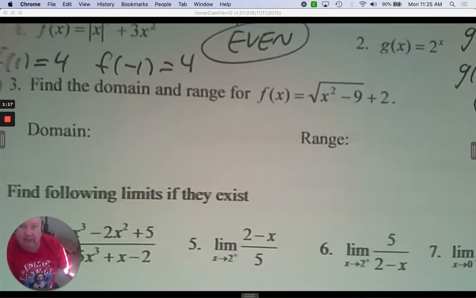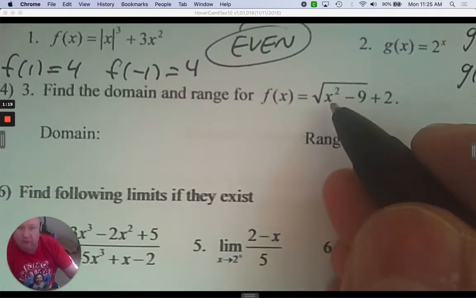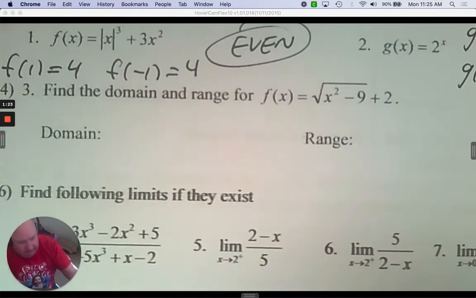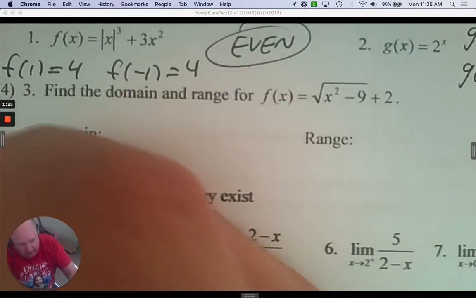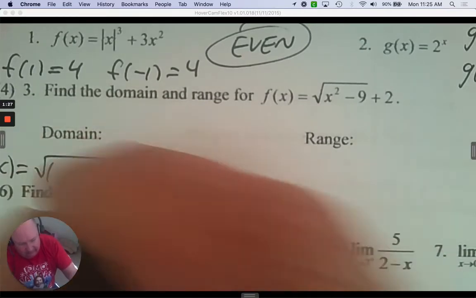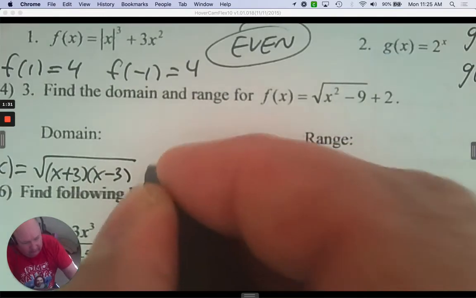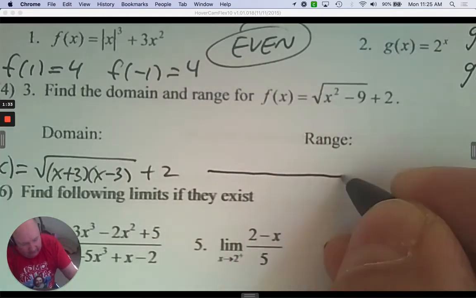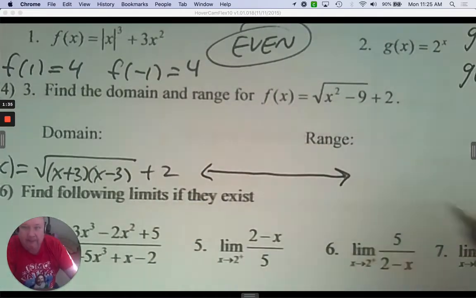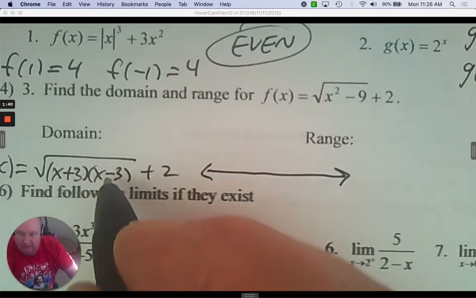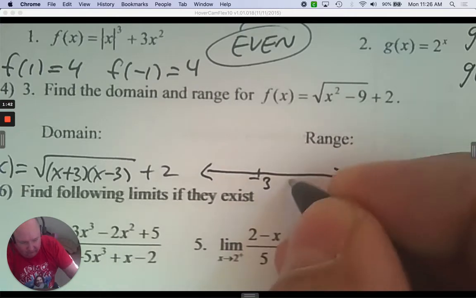For number 3, can you find the domain and range for this interesting looking square root function? So step 1 is I'm actually going to factor it. So x squared take away 9 is x plus 3, x subtract 3. That's called the difference of squares. And I'm going to draw a number line for the domain restriction. So the x values I'm interested in are -3 and +3. That's what makes the function 0.